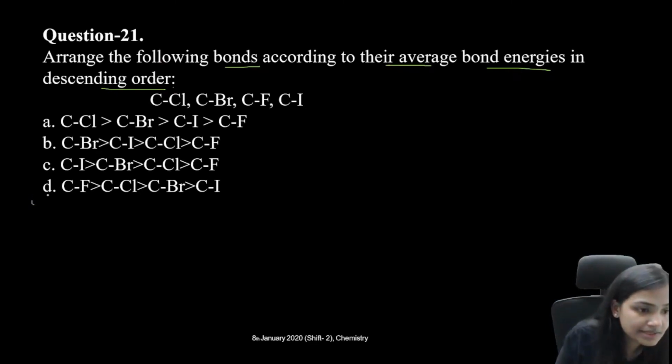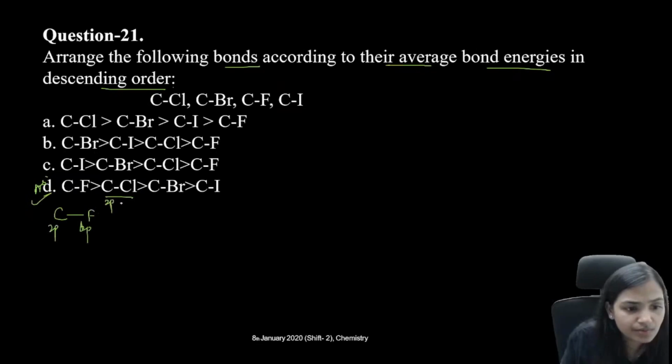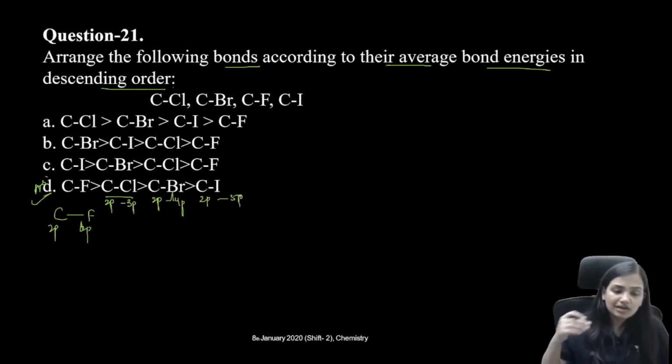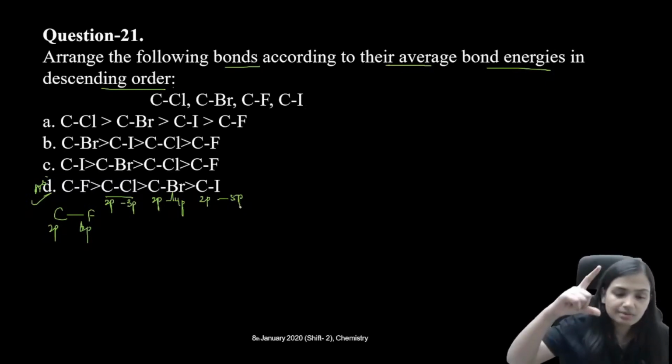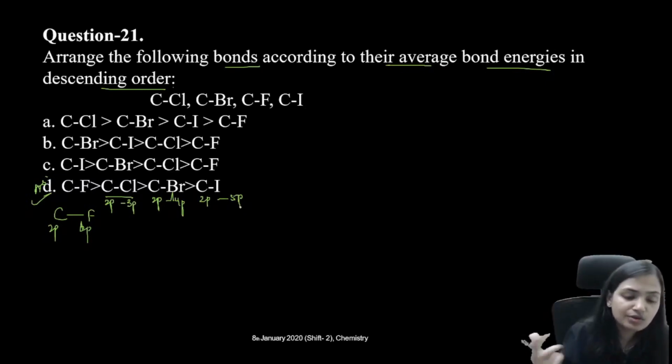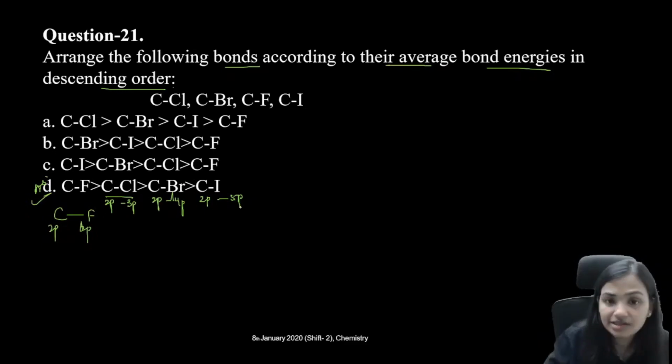Absolutely. D is the right answer. Why? Because in the carbon and fluorine, we do have 2p and 2p overlap. In the case of carbon and chlorine, we have 2p and 3p overlap. Here we have 2p and 4p overlap. Here we have 2p and 5p overlap. Ultimately, as the energy gap increases, the bond becomes weaker. Energy gap increases, good overlap will not happen and the bond strength decreases. So that's how this will be having high bond energy.